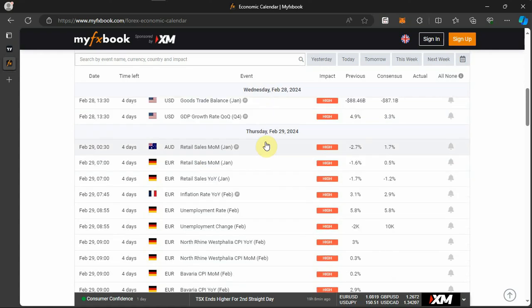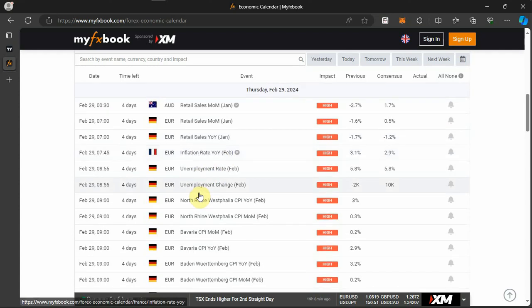On Thursday, February 29th, 2024, we have retail sales month over month for the month of January for Australia, retail sales month over month for the month of January for Germany, retail sales year over year for the month of January for Germany. We have inflation rate year over year for the month of February for France, unemployment rate for the month of February for Germany, unemployment change for the month of February for Germany. We have the Westphalia CPI year over year for the month of February for Germany.